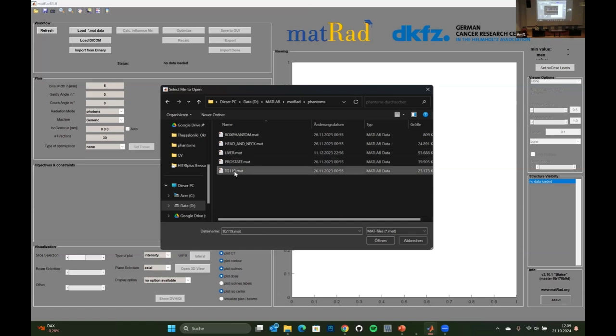5 patients there. A box phantom, which is really just a cubic water box with a cubic target. You have a head and neck patient. So if you really want to do some complicated organ at risk management, that's the way to do it. You have a liver patient. You have a prostate patient. And you have the TG119 phantom. If you are a clinical medical physicist, you might have heard of that.